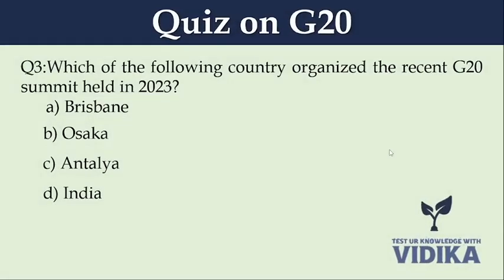Which of the following country organized the recent G20 summit held in 2023? Option A. Brisbane. Option B. Osaka. Option C. Antalya. Option D. India.